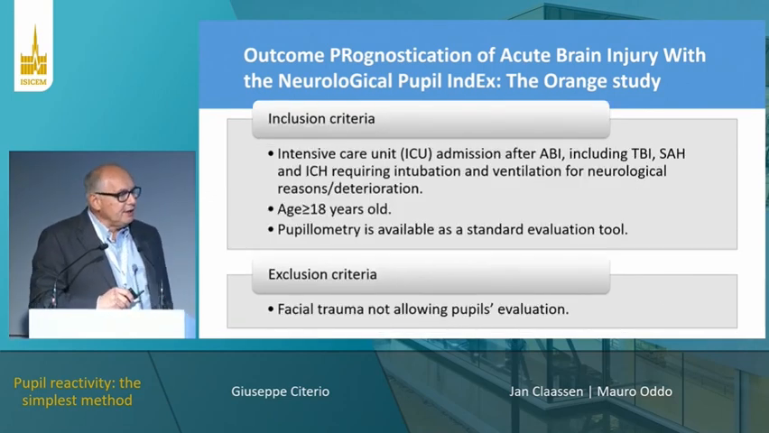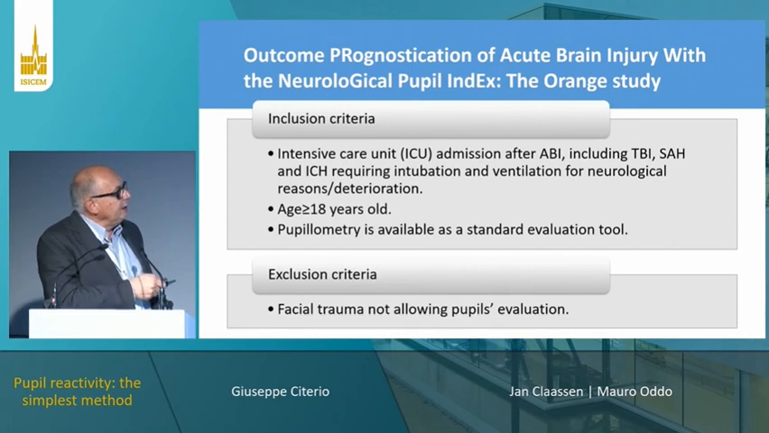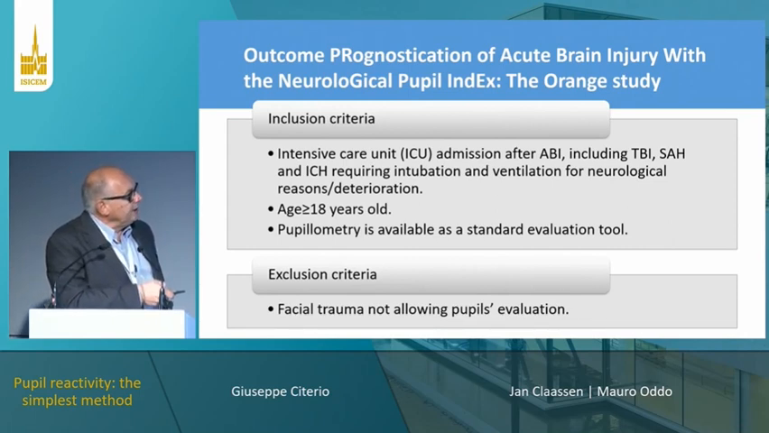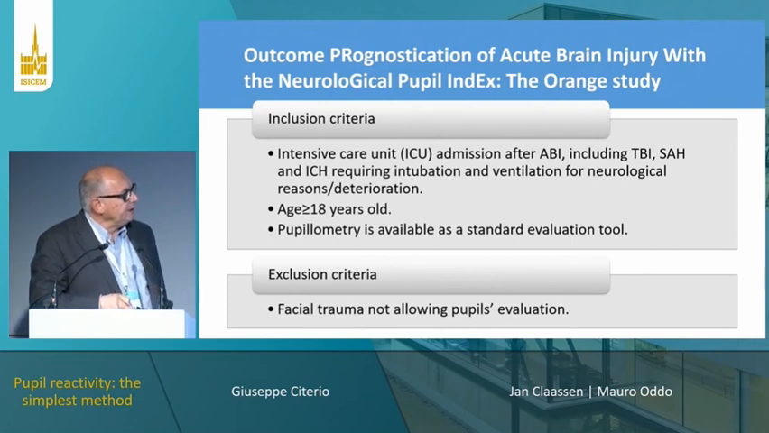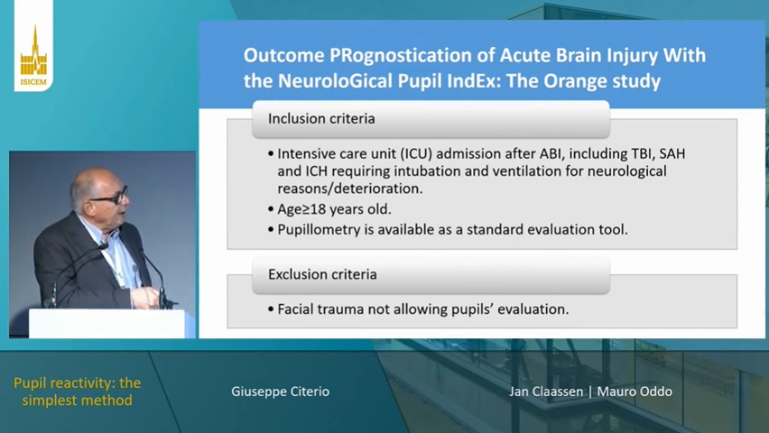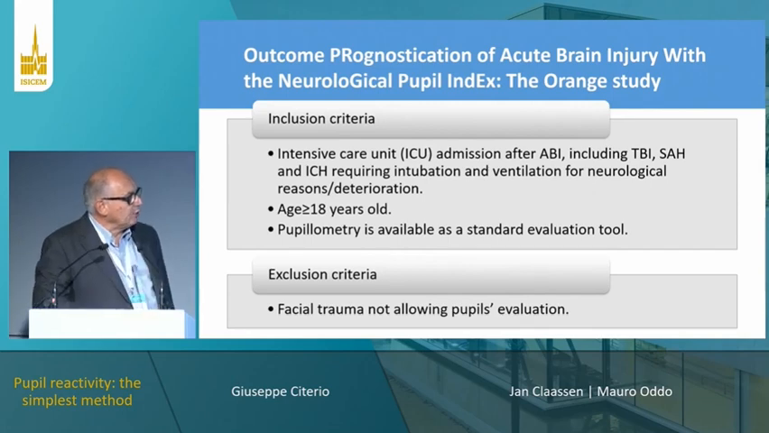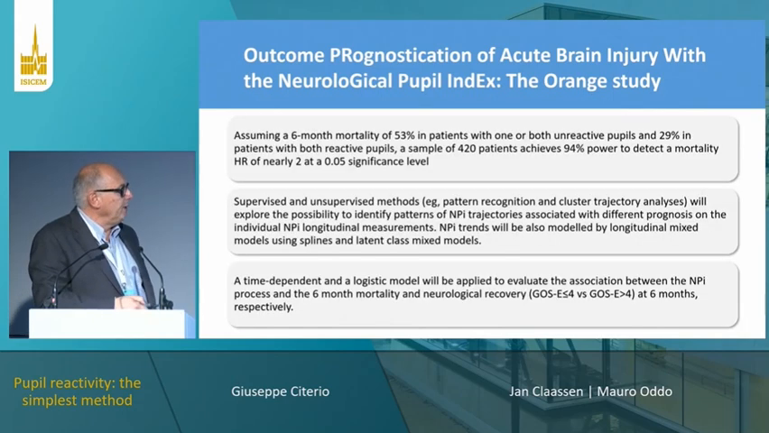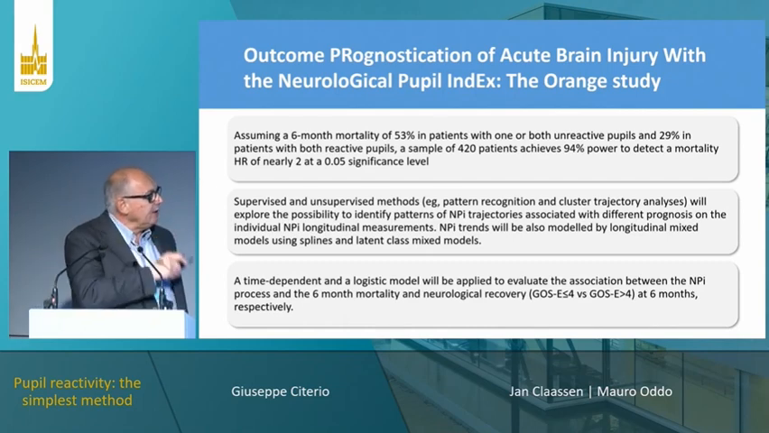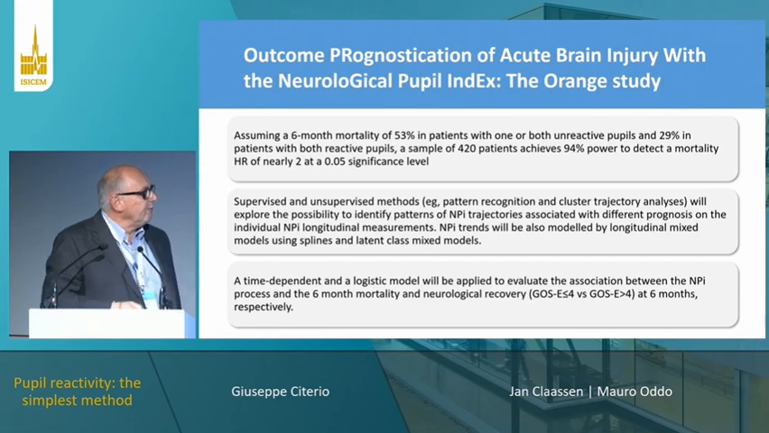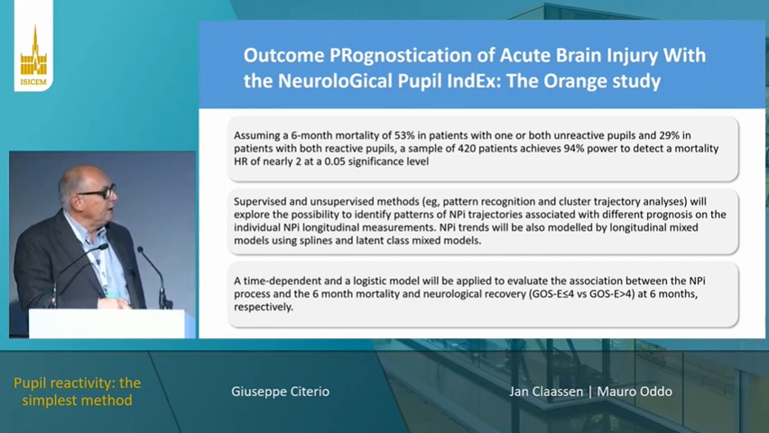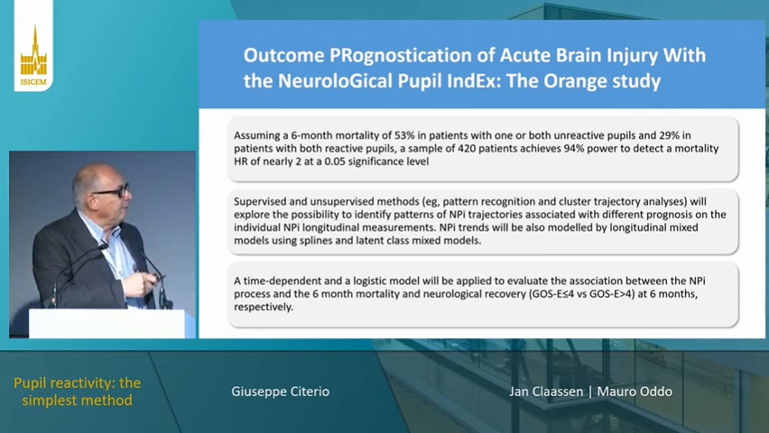We enroll patients admitted to the intensive care unit, not able to obey orders, age 18 or older, and having a pupillometry as a standard evaluation tool. We exclude patients with direct facial trauma that doesn't allow pupil evaluation. We calculated the sample size with a statistician, and we were thinking of enrolling more than 400 patients, and you will see that we got much higher than 400.